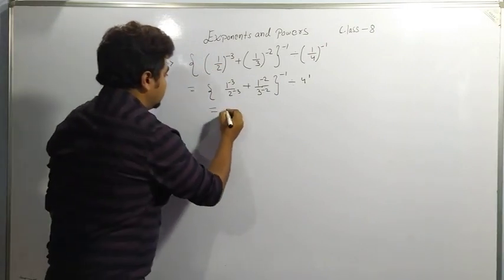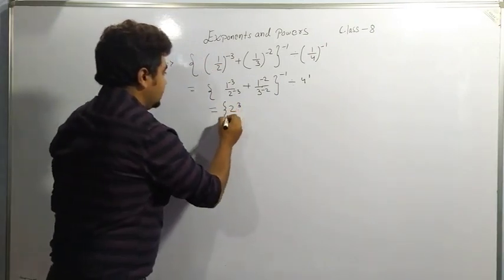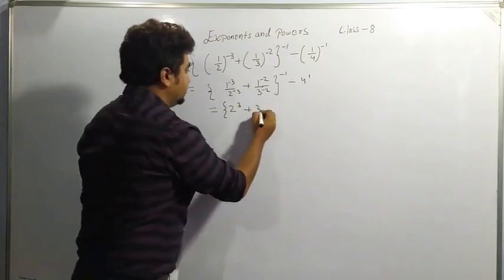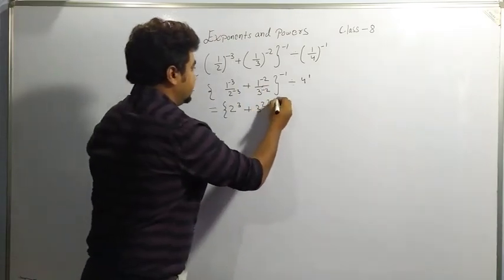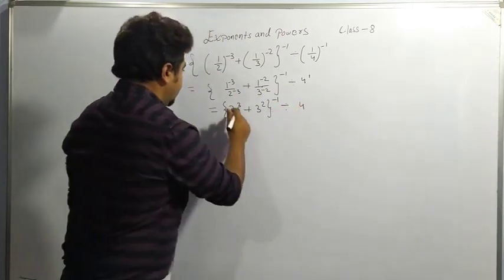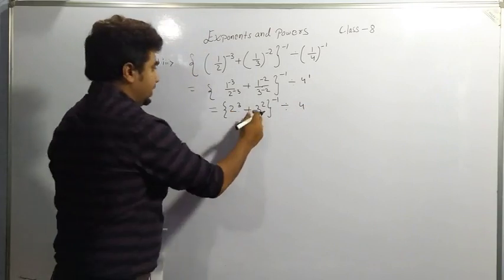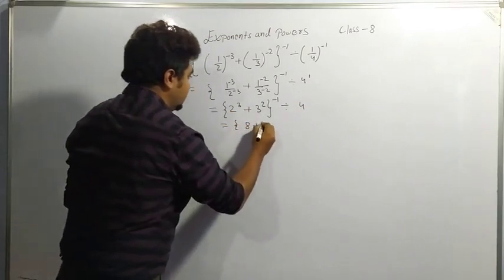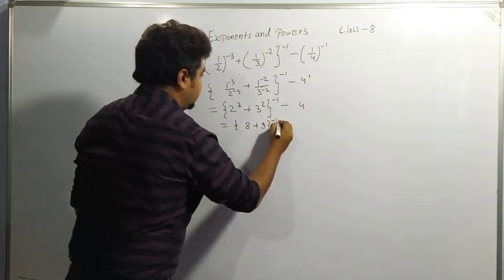So this is 2 to power 3, and this is 3 square; if I take it to the numerator, it will become 3 square. Overall power is minus 1 divided by 4. 2 cube is 8, 8 plus 9, and overall power is minus 1.